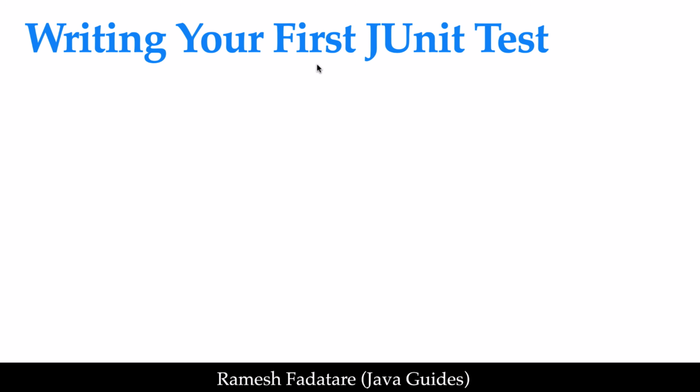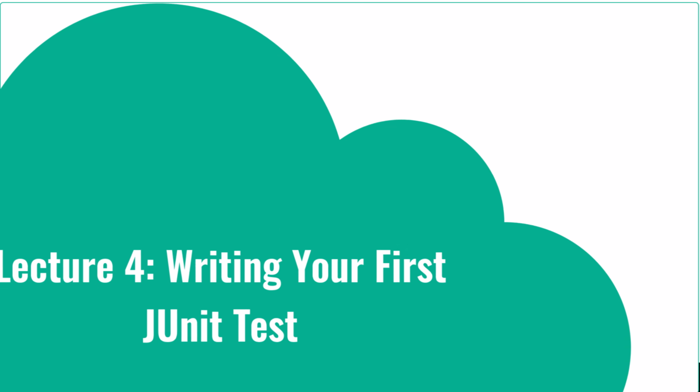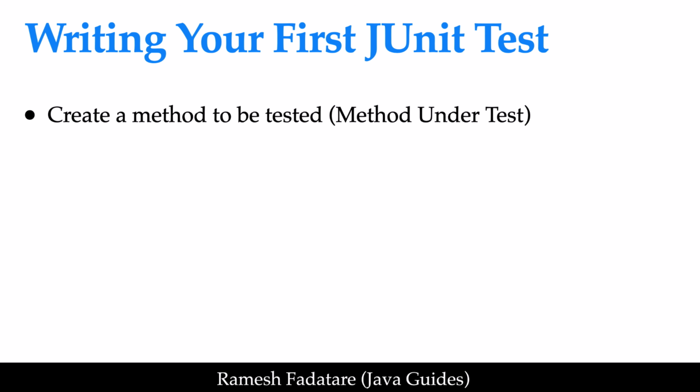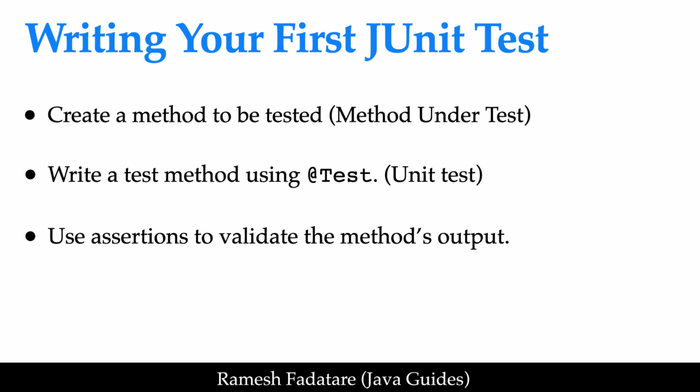Hi everyone, welcome back. In this lecture, we are going to write our first JUnit test case. First, we'll create a method to be tested. It is called the method under test. Basically, first we'll create a class under test, and within that we'll create a method under test. Next, we'll write a test method using the @Test annotation. This is basically called a unit test. Next, we'll use assertions to validate the method's output. Within a test method, we'll use assertions to validate the actual results against the expected results. Next, we'll run the test case and we'll see the results.